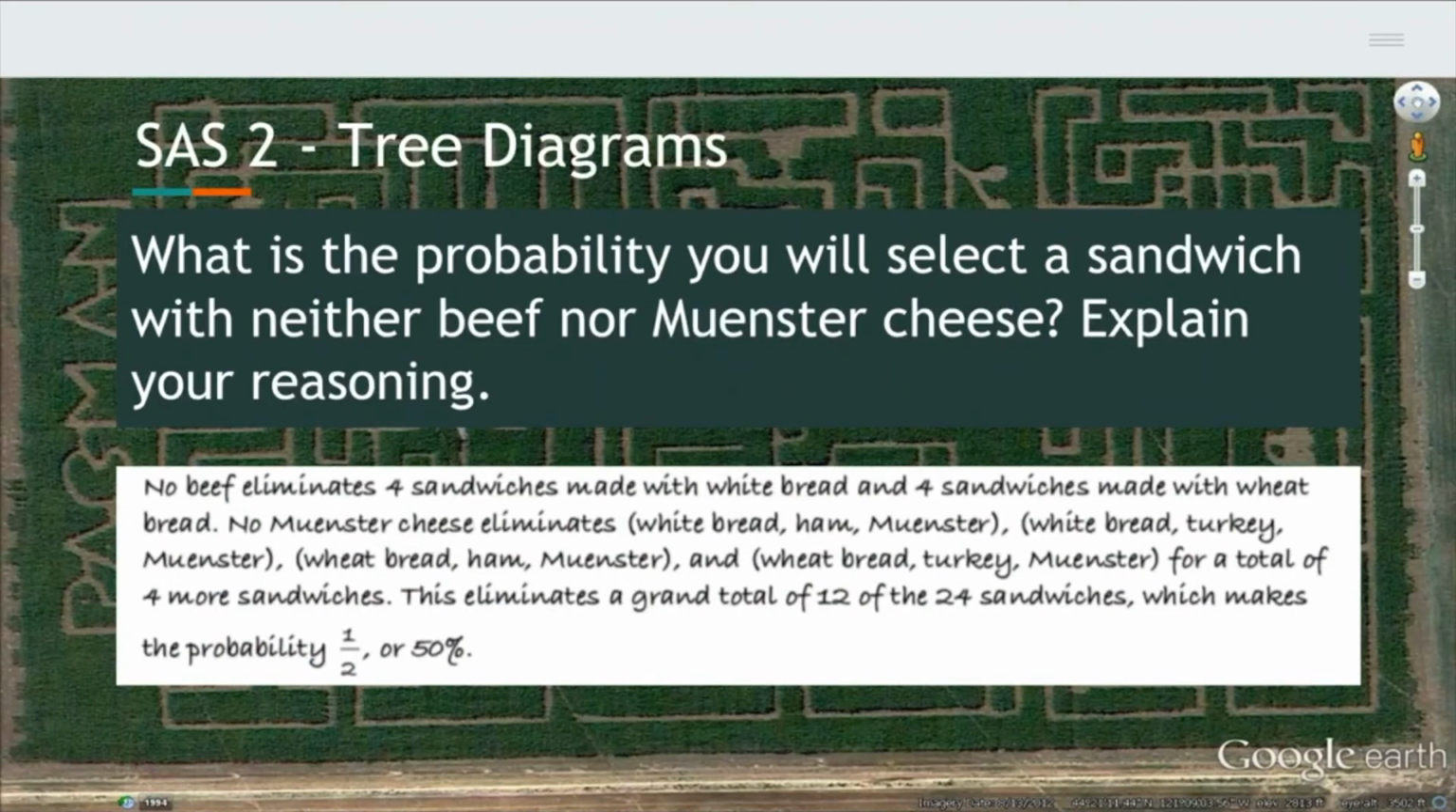How did I get the wrong answer? What is the probability to select a sandwich neither beef nor Munster cheese? Oh, okay. I put 1 of 4 for Munster cheese. It's 3 of 4 because it's the other 3: American, provolone, and whatever the other one was. Probability selected neither beef, that means 2 of 3. And not Munster, 3 of 4. And then 2 of 2 for the bread. So 2 times 2 times 3 is 12. 12 of 24 is 1/2.